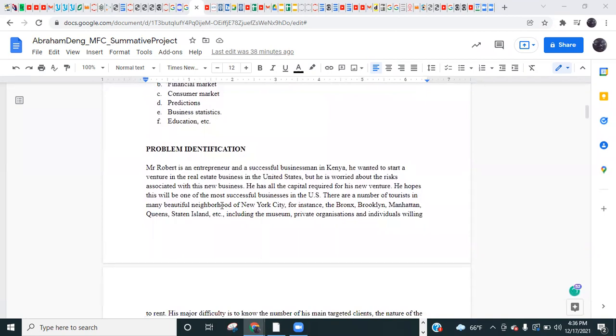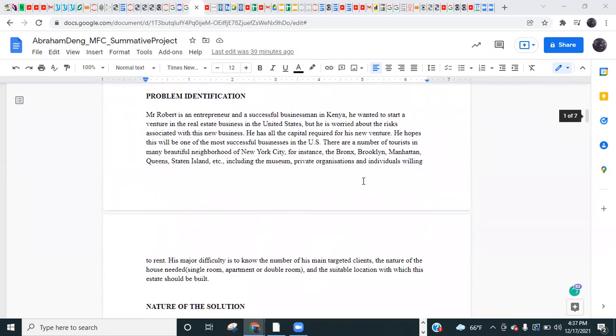So we looked at the major problem of this project, which we are going to see in the application of statistics. Mr. Robert is an entrepreneur and a successful businessman in Kenya, and he wanted to start a venture in real estate, but he is worried about the risk because he does not have enough information on what the business is all about, the customers, the clients, or other factors.